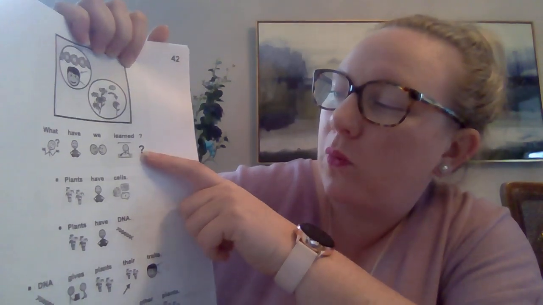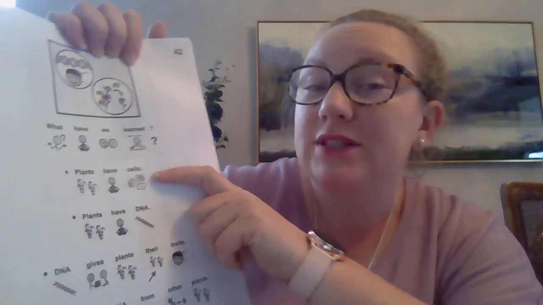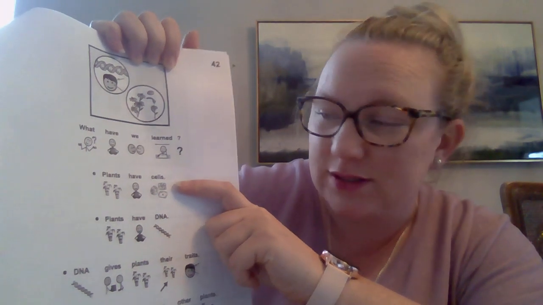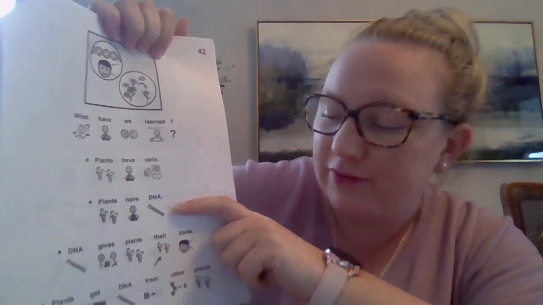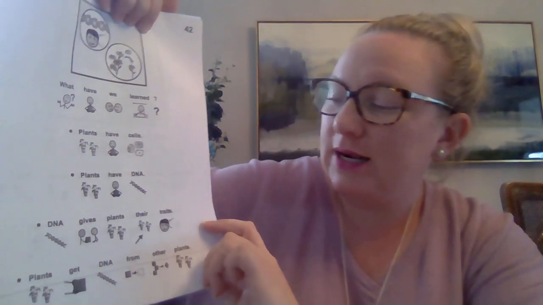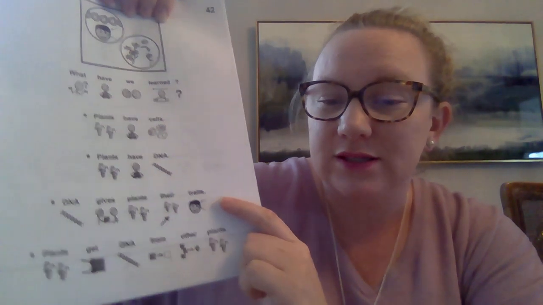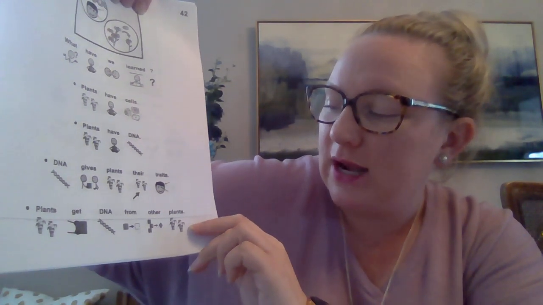So our last, oh no, sorry, this isn't the last page of our article. Never mind. What have we learned? We've learned that plants have cells and plants have DNA. That's our DNA picture again. Plants have DNA. DNA gives plants their traits, and plants get DNA from other plants. Just like we get our DNA from our parents, right? Humans get their DNA from other humans.